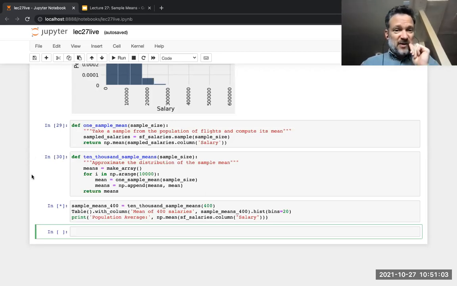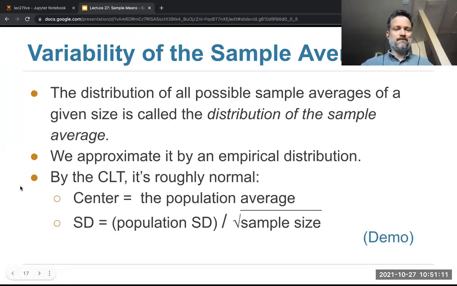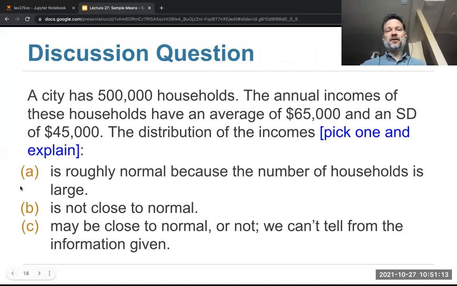I think this computation is taking a while, so maybe I'll continue on my slides and we'll check back in 30 seconds or so. All right, so let's do a discussion question and then we'll check back.